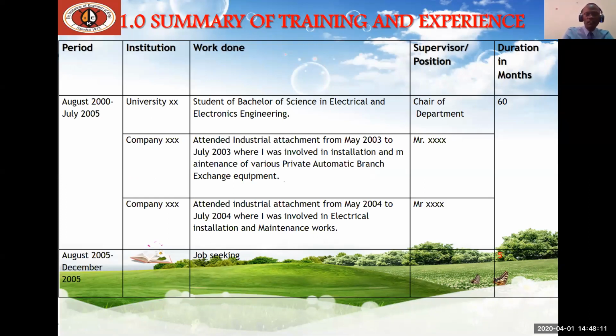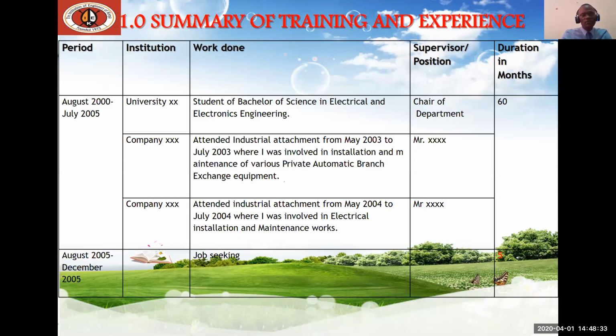Now this summary has 5 columns, as you can see. The first column is on the period. The second column is on the situation. The third column is on the description of the work done. The fourth column is the supervisor and the position of that particular supervisor. And then the last but not least column is on the duration in months.